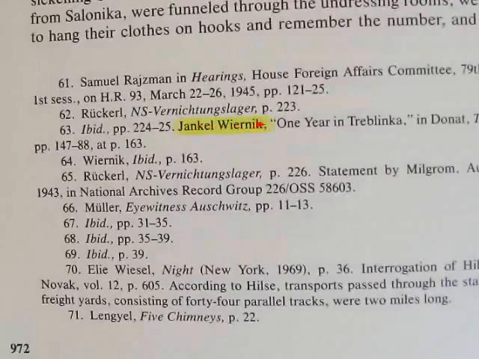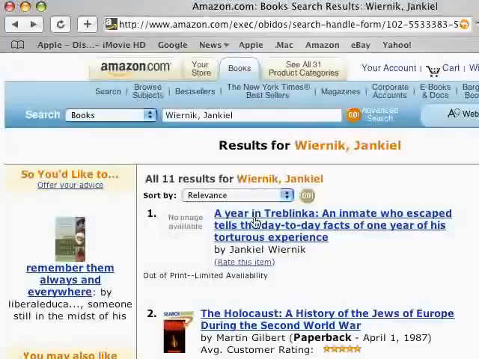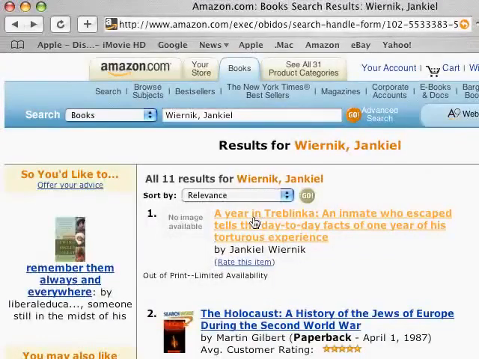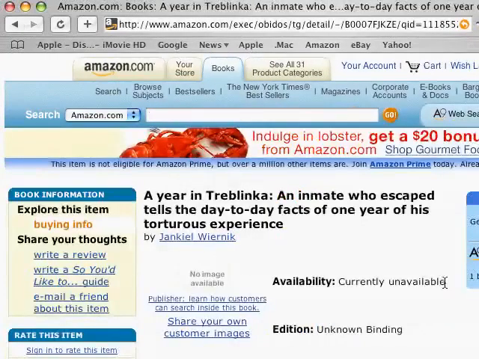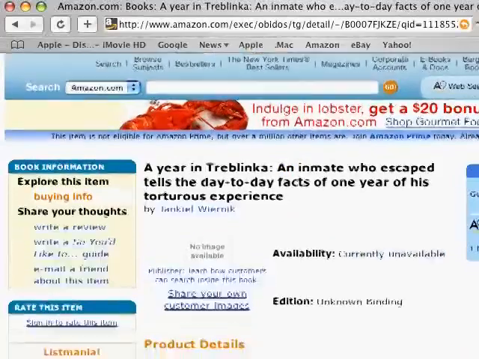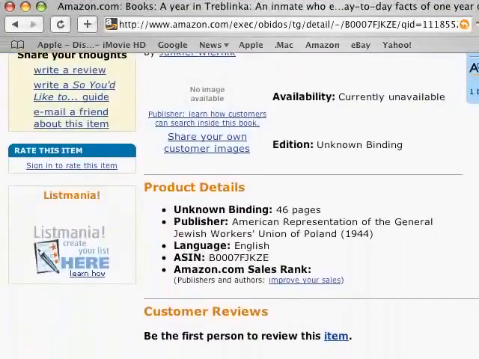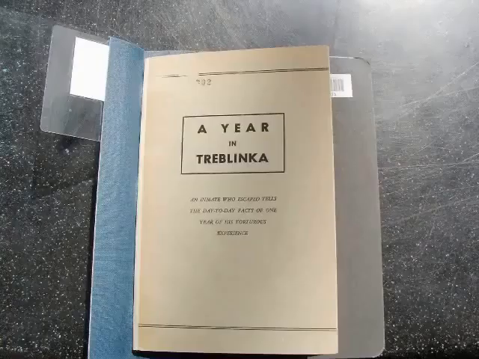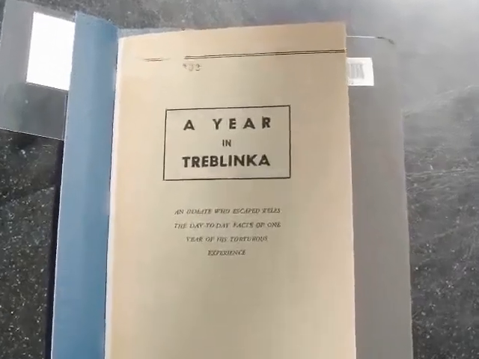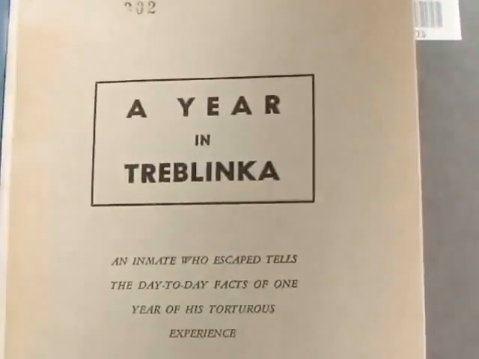Yankel Wernick is the author, and his book is called 1 Year in Treblinka. Where can we find this book? Amazon.com doesn't have it. Neither does San Francisco Public Library or San Francisco State University Library. Here on Amazon, no one has ever even reviewed it. It turns out a copy does exist at the University of California at Berkeley. It says, an inmate who escaped tells the day-to-day facts of 1 year of his torturous experience.